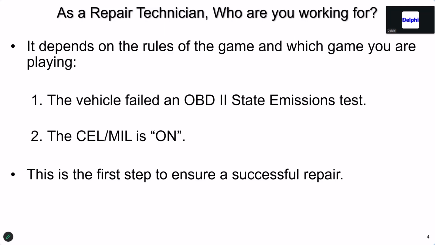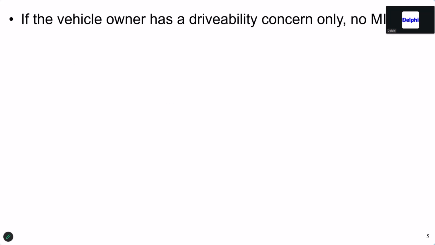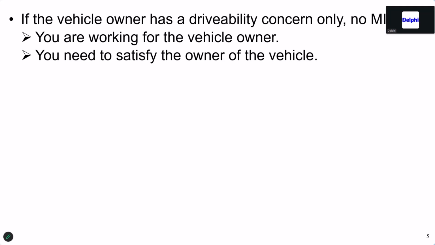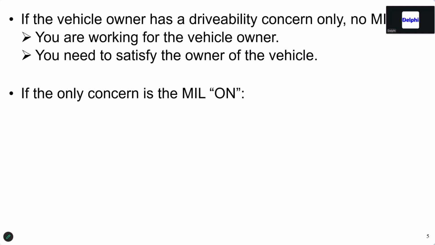First, the vehicle failed an OBDII state emissions test, which again, that's half the problem. The other half is the MIL is on. And that's what a lot of you deal with on a regular basis, even if the vehicle is not in for an emissions inspection or you're not in an emissions state. So this is the first step to ensure a successful repair. Okay. The next thing is, if the vehicle owner has a drivability concern only, no MIL, then you're working for the vehicle owner. Simple as that. You've got to satisfy them. If you're not satisfying them, then you're going to have concerns. They're going to have concerns. If the only concern is the MIL is on, then very simply, you are working for the PCM.